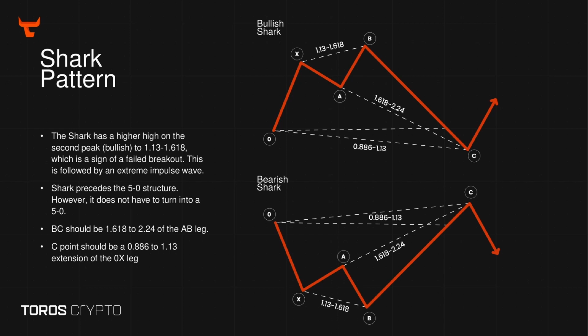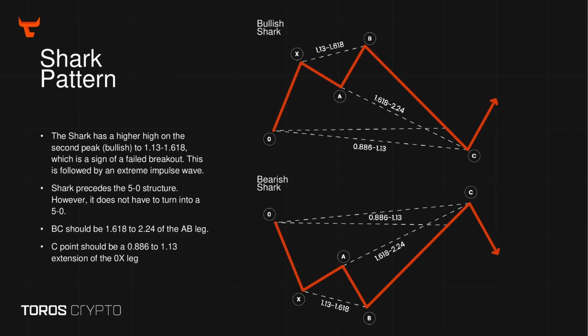You are looking for the A to B extension to be projected down and have a 1.618 to 2.24. So 1.618 is the minimum of what you want to look for on this leg. The 0 to X leg has to be an 886 to a 1.13. And again, it is important to have at least an 886 here.